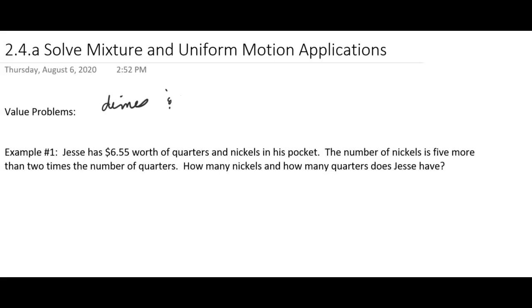Dimes and nickels. And say you have 7 dimes, 9 nickels. Well, how much money do you have? Well, each dime is going to be worth 10 cents, so 0.10. And each nickel is going to be worth 5 cents.